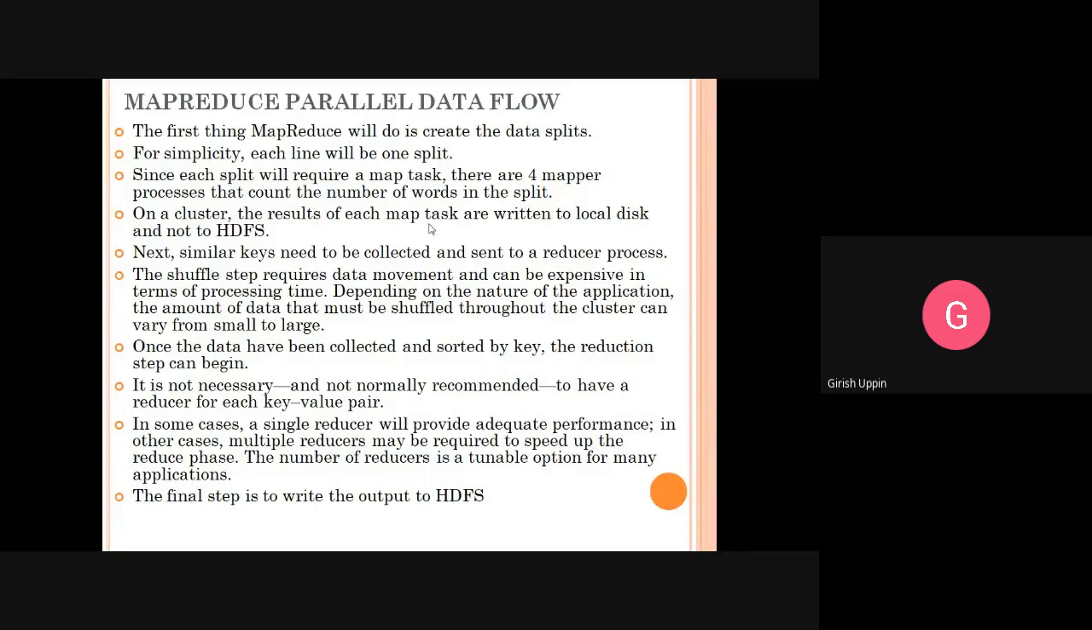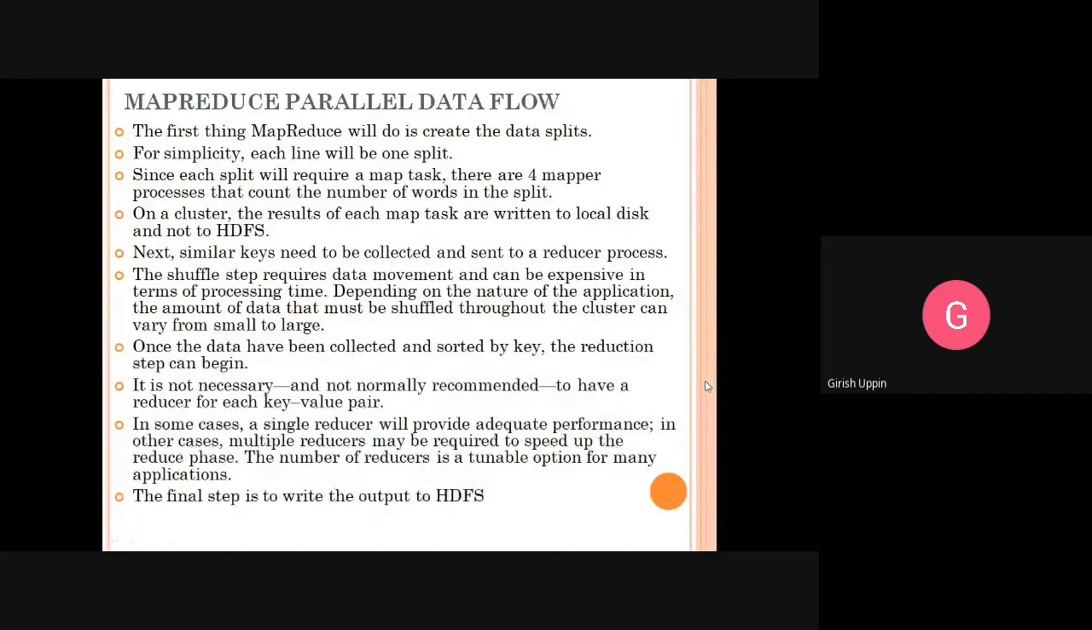Depending upon the nature of the application, the amount of data that must be shuffled throughout the cluster can vary from small to large. So shuffling is a very expensive process, and depending upon the data, it can be a time consuming process.